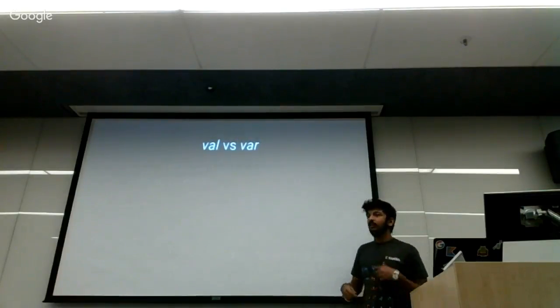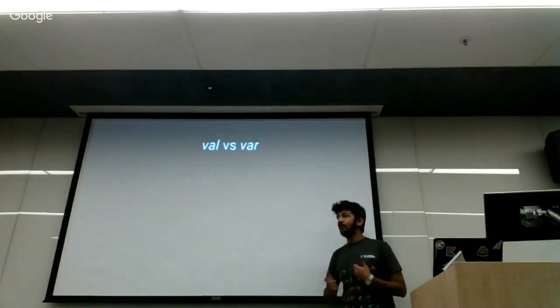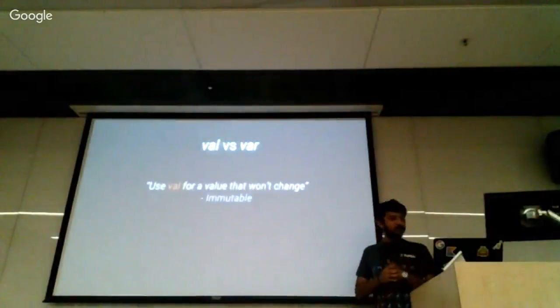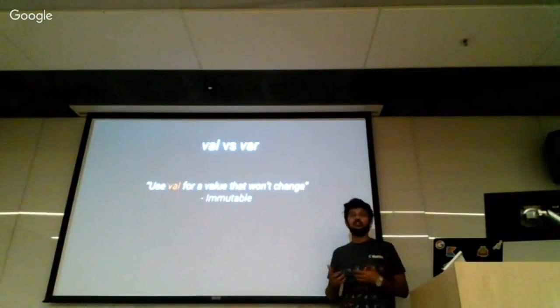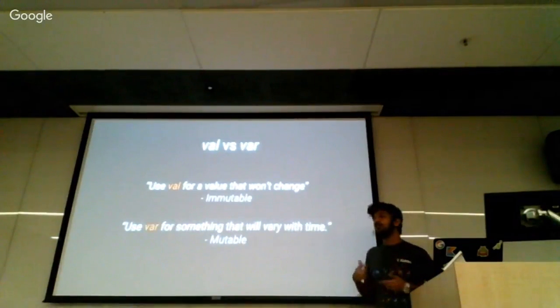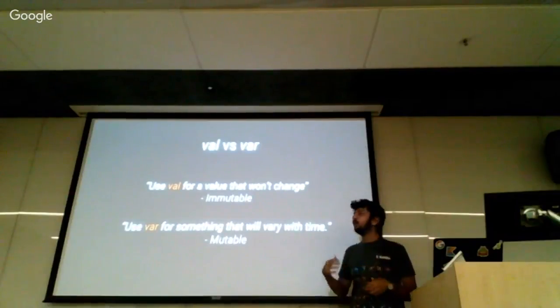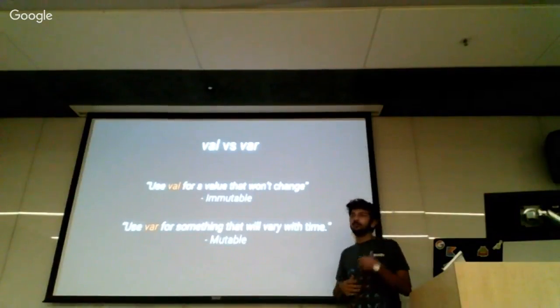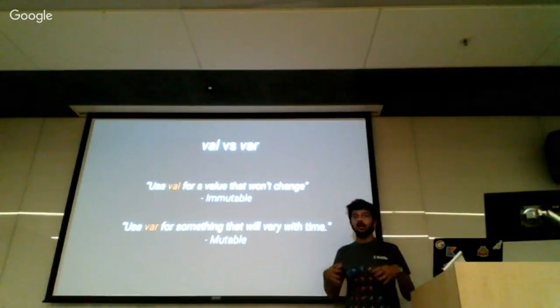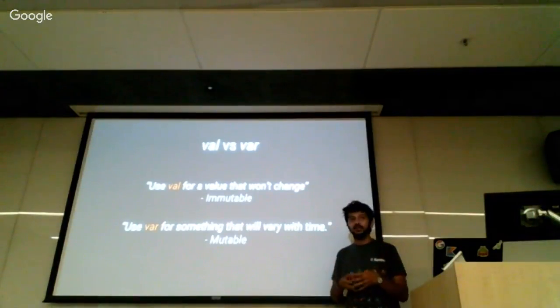So as I said, to declare a variable, we use either val or var. Let's look at what difference there is between both of them. Use a val for a value that won't change, that means it's immutable. And use var for a value that will change with time. It is preferred that you use val wherever possible, because that gives thread safety and proper behavior of the program is maintained.